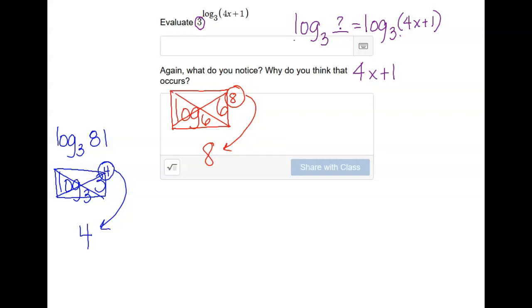Same thing for this one, just in a different way. We have 3, which is our base, to the power of log base 3. So again, we have a base and a log base 3. These two are going to undo each other. They're going to cancel each other out, and all we're left with is our answer.